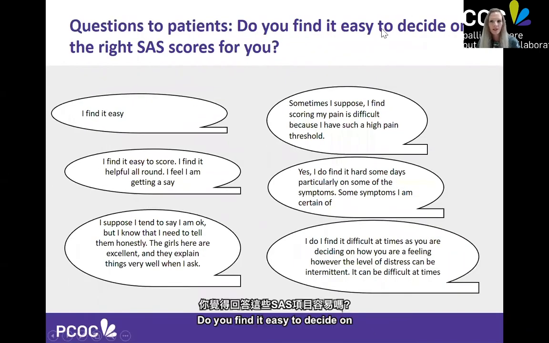Do you find it easy to decide on the right SAS scores for you? And most people do find it easy. Some people ask for more explanations. And some saying, "Yes, I do find it hard on some days, particularly for some of the symptoms. And some symptoms I'm uncertain of." So again, that gives us areas to look to improve in how we communicate the score and when are the right times to ask patients to rate distress.